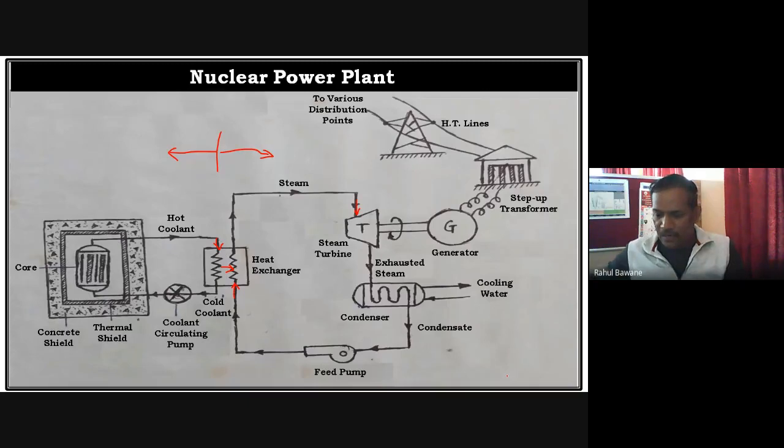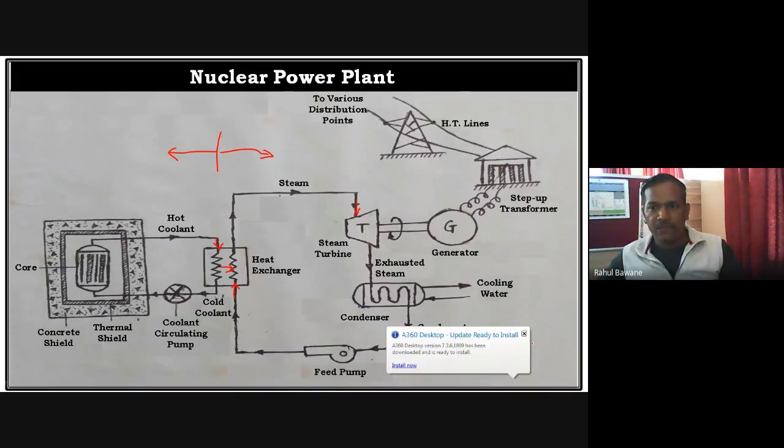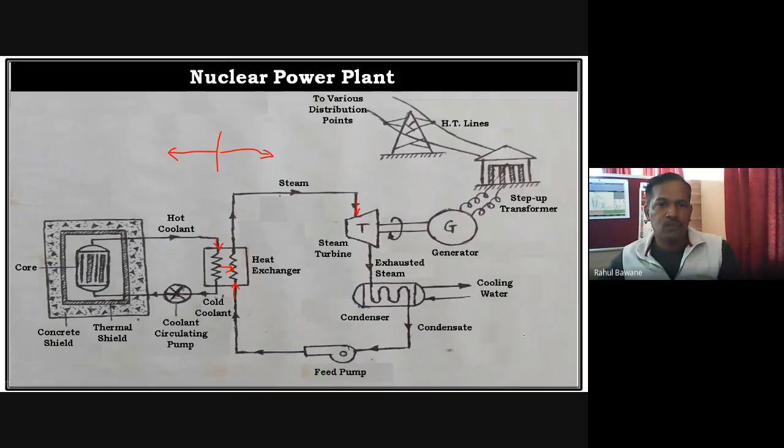Okay. Next, the maintenance cost. Maintenance cost is very high because everything is radioactivated. Secondly, whatever be the operators, they have to wear a special suit which restricts the radioactivity and all this. So we have to follow all the rules and regulations very strictly in this nuclear power plant. That is a drawback of this.